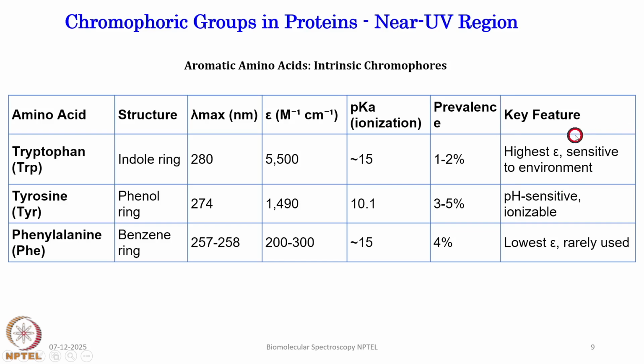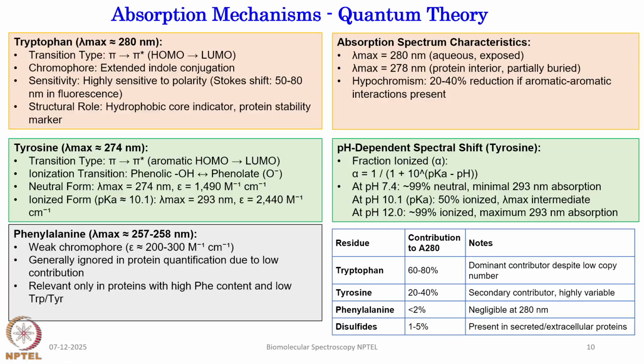So, the key features: tryptophan has the highest molar extinction coefficient and is sensitive to the environment. Therefore, when we go to fluorescence, we will see that this is the best intrinsic fluorophore we have, because it is sensitive to the microenvironment, and that gives an idea about tertiary structure in fluorescence. But in near UV also you can get an idea about tertiary structure. Now, tyrosine is pH sensitive, ionizable at 10 or 11, and its molar extinction coefficient is lowest, and that is rarely used. So, the dominant chromophores in the near UV region are tryptophan and tyrosine, right.